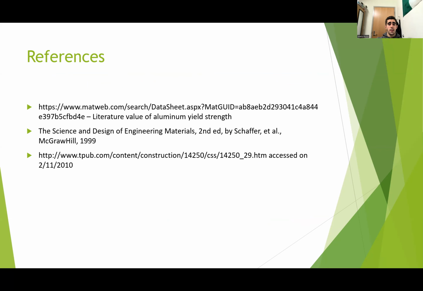And these are our references. The first one is where we derived the literature value of the aluminum yield strength from the website MatWeb, and the other two are references from the lab manual.